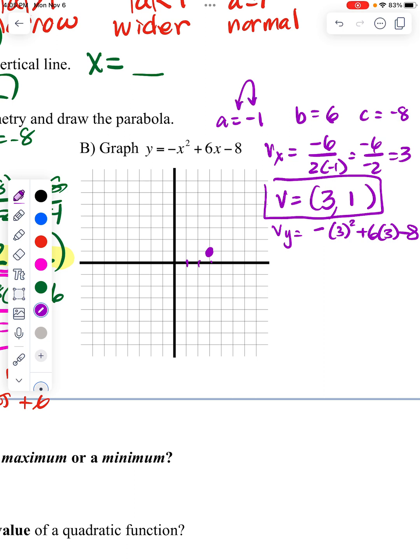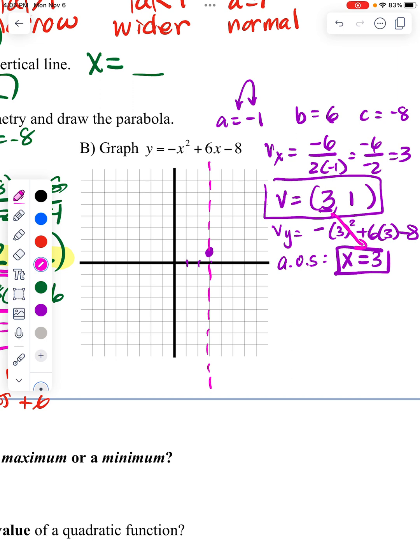My axis of symmetry is going to be very straightforward. I don't need to do any math. It's a vertical line located at the x part of my vertex. So x equals 3. And I draw a vertical line coming right down through that vertex.